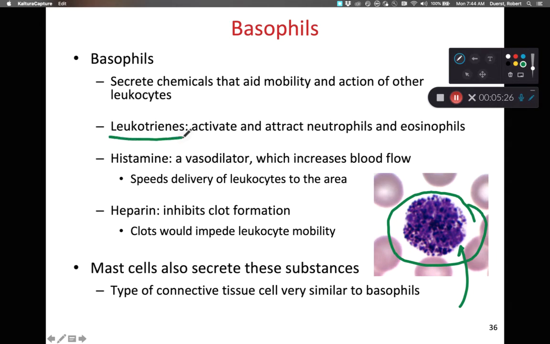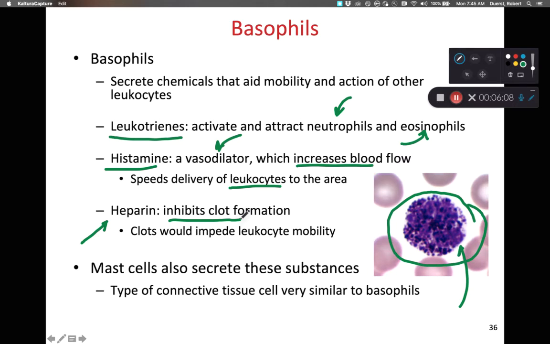Basophils also will secrete leukotrienes. A leukotriene is going to activate neutrophils and eosinophils and attract them or draw them towards the site of infection. Basophils release histamine, which acts as a vasodilator, causing blood vessels to enlarge in diameter, which increases blood flow. And if you have faster blood flow, the leukocytes can get to the target area faster. Basophils also secrete heparin, which inhibits clot formation. We don't want blood clots because those blood clots would make it difficult for other white blood cells to travel through the bloodstream to get to the site of infection.